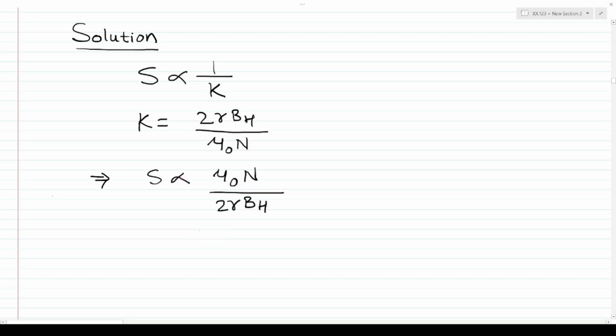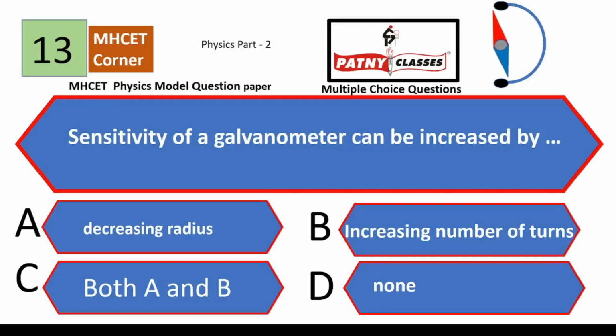Sensitivity of galvanometer is proportional to mu naught n upon 2R BH. This implies sensitivity increases with number of turns, sensitivity increases if the radius decreases, and sensitivity increases if BH decreases. Therefore, sensitivity of galvanometer can be increased by decreasing radius and increasing number of turns. Therefore, option C, both A and B are correct. Therefore, we select option C.